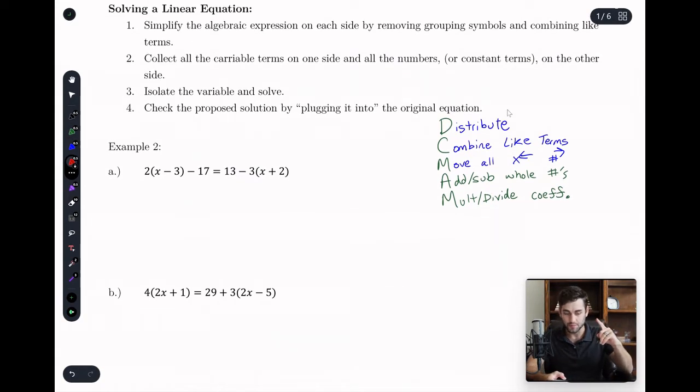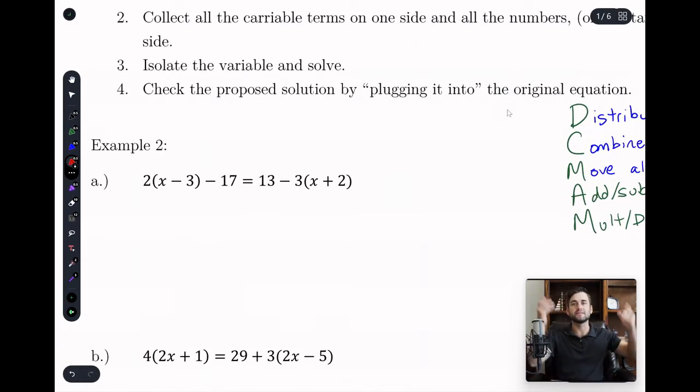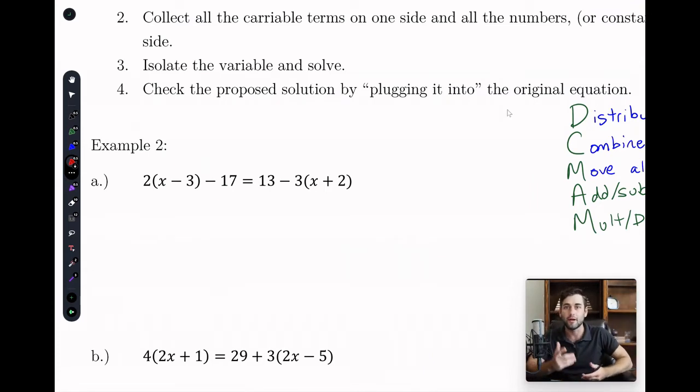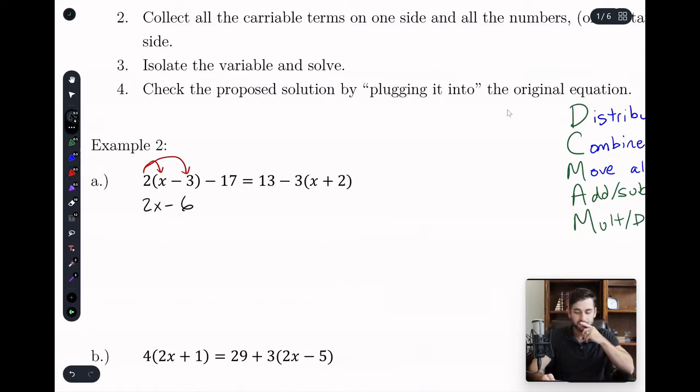Example 2. Distribute. Distribute has to see parentheses. If you see parentheses, chances are you're going to distribute. So we're going to take that 2, and it's just like if I brought cookies to class and I had to give a cookie to everybody, and then one person in the back says, you didn't give me a cookie. Well, that'd be bad, right? So I got to give that 2 or that cookie to every single thing inside the parentheses. So we give the 2 to the x, and we give the 2 to the negative 3, and we're left with 2x minus 6. Everybody okay with that? I got rid of the parentheses, and I multiplied the 2 times the x to get 2x, and the 2 times the minus 3 to get minus 6.